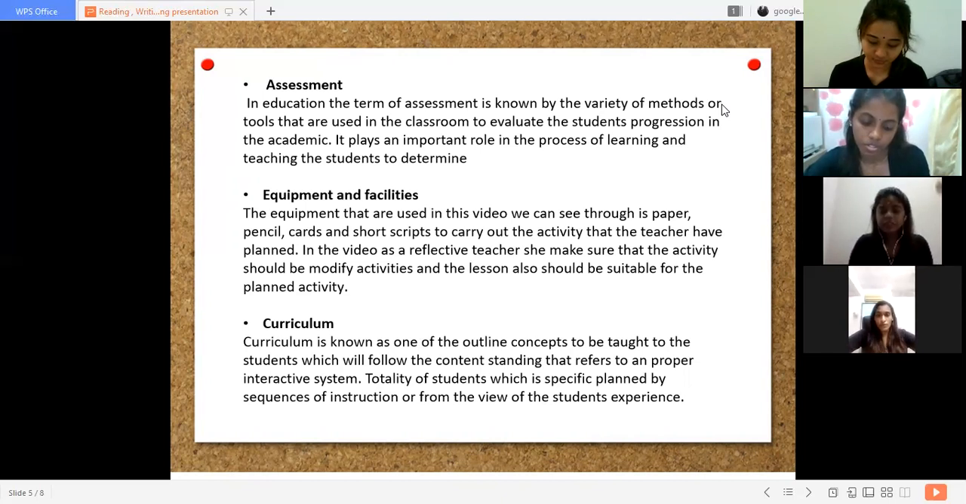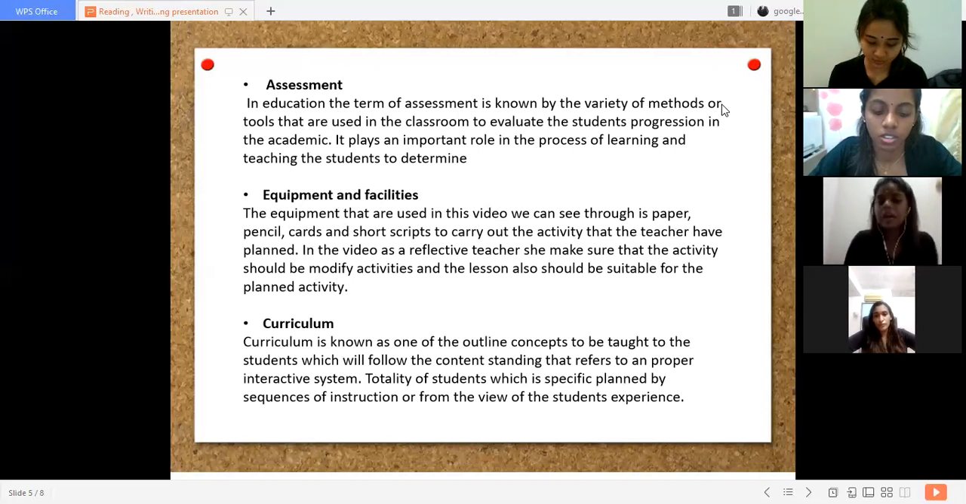In this activity, the teacher used cardboards to know whether the students understood what she taught. Assessment is very important, because only then will she know whether her lesson plan is good or not suitable for that student. She has to change it, or she can maintain this type of lesson plan. So assessment is a very important term in our education system.